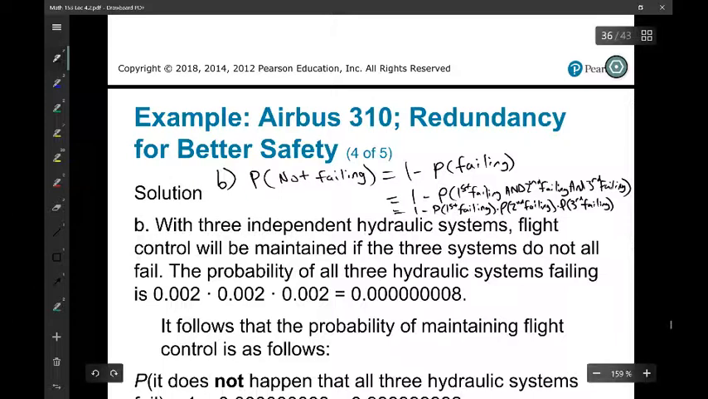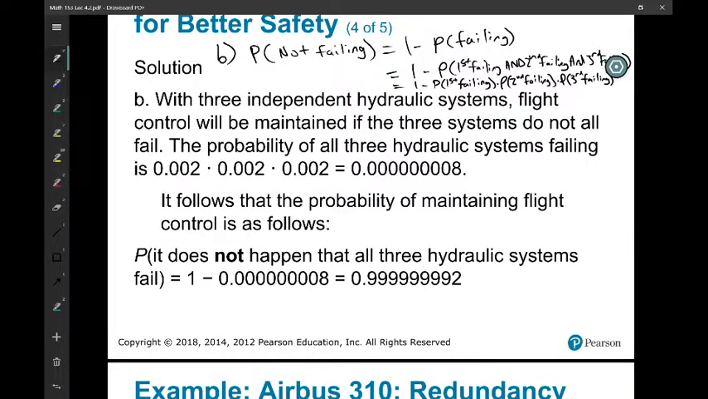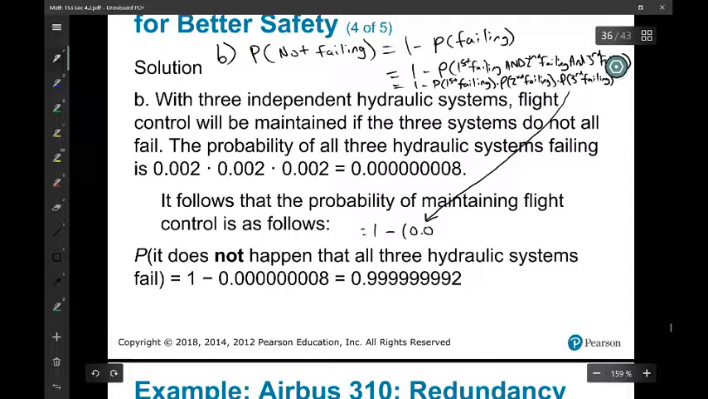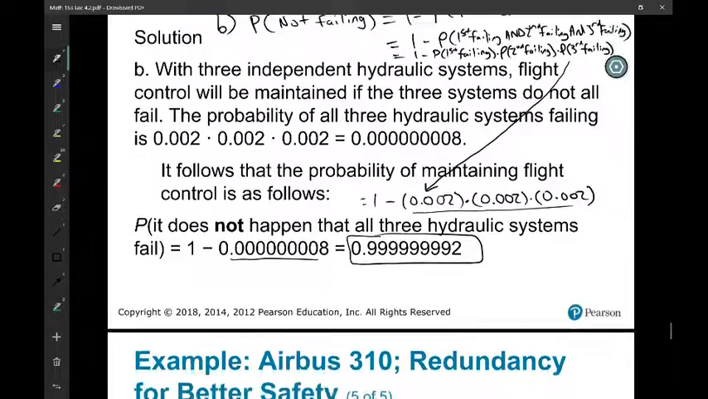And the failure rate is 0.002. So, well, looks like I ran out of room here. Come down to here. So I have 1 minus probability of the first failing, which is 0.002. And the second, the same. And probability of the third failing is the same. And then these numbers multiply together to give us this number, and we subtract, and then we get this would be the probability of at least one hydraulic system not failing.